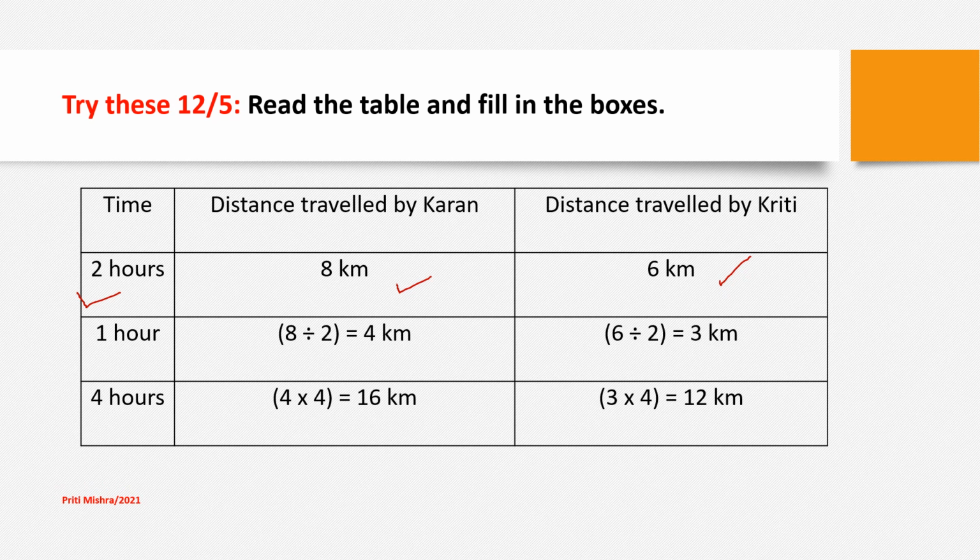So let us see. Time is 1 hour given. Then distance traveled by Karan, 8 divided by 2, gives us 4 kilometers. Same way for Kriti, 6 divided by 2, that is 3 kilometers. Now we can work out how much distance they will travel in more hours. So here it is given 4 hours. So 4 into 4, that is 16 kilometers. And for Kriti, 3 into 4, that is 12 kilometers.